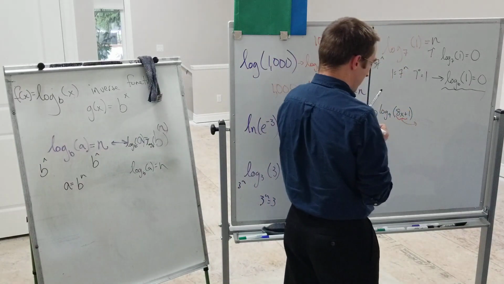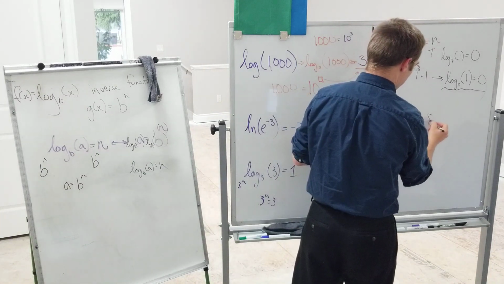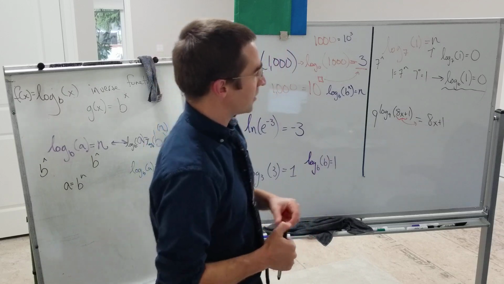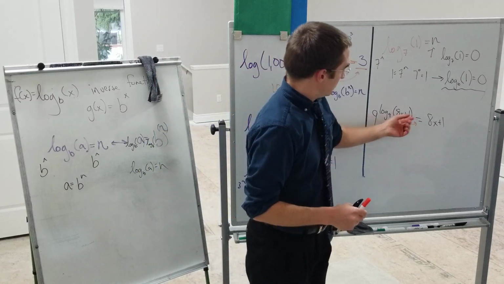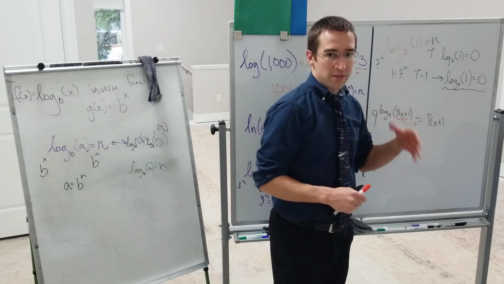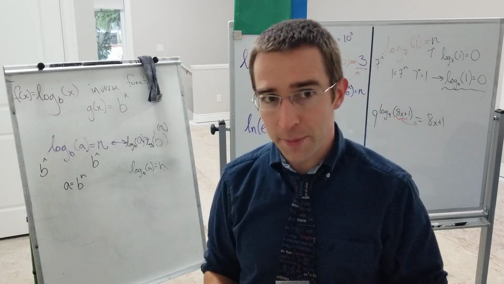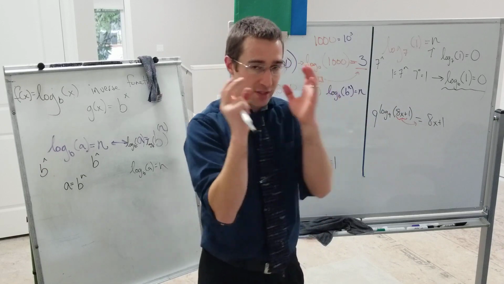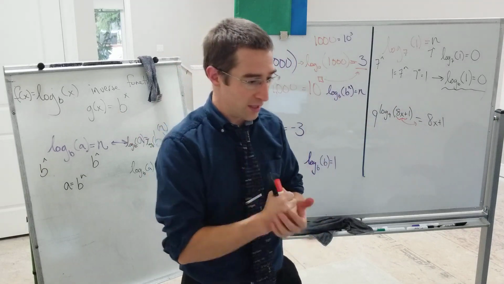So here, this just equals 8x plus 1. Now, we'll have to talk about restricting the domain here, because we can't take the logarithm of any number. We'll talk about that in a bit. But in general, 9 to the log base 9 of stuff is just equal to the stuff on the inside.